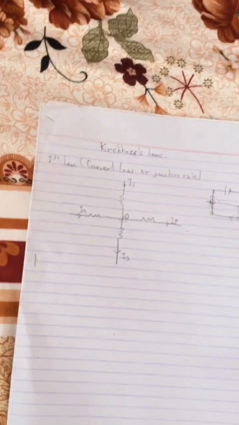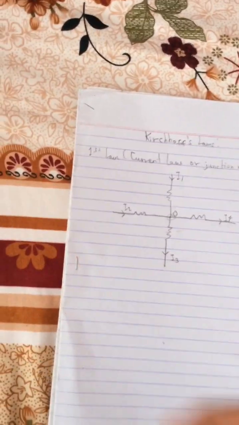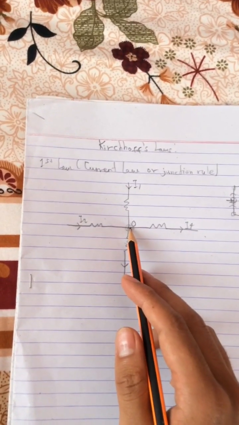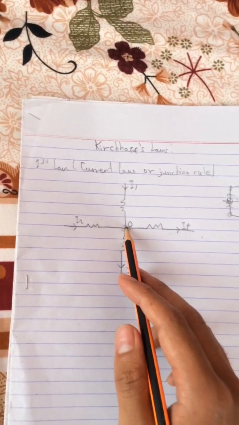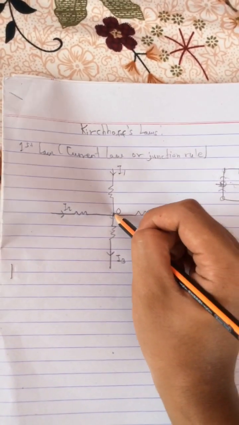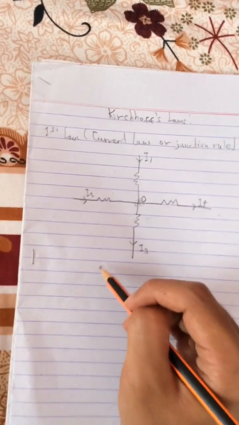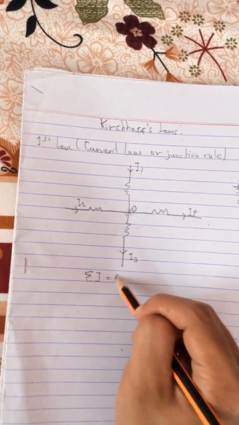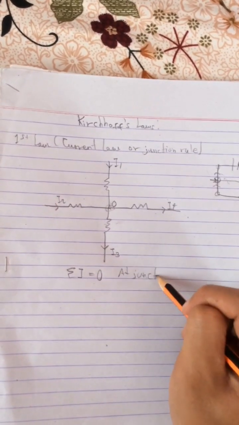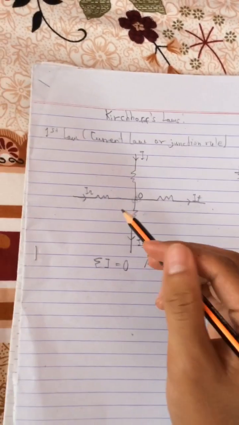Now, let's move on to what the first law says. It says that at any junction in an electrical circuit, the algebraic sum of current is always zero. So what this means is at a junction there will be no net current. That is, the sum of current will be zero at a junction. So here the junction is O.